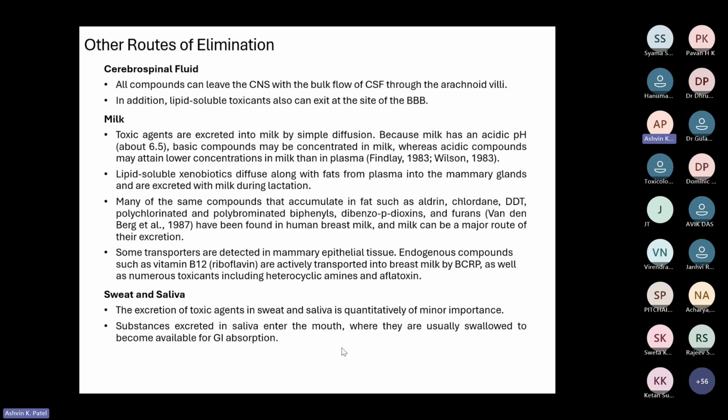Sweat and saliva. The excretion of toxic agents in sweat and saliva is quantitatively of minor importance. Substances excreted in saliva enter the mouth, where they are usually swallowed to become available for absorption through the gastrointestinal tract.